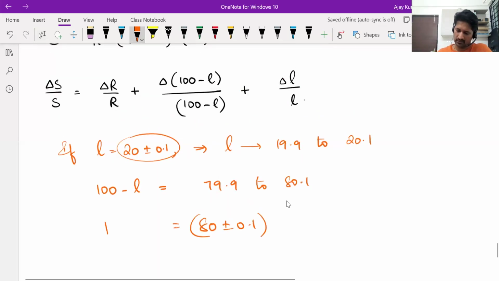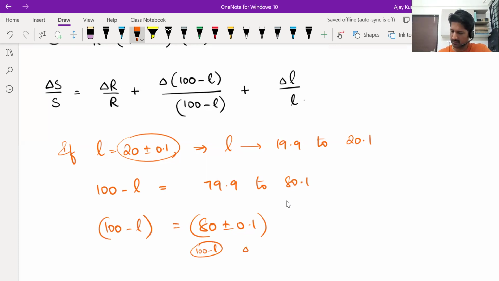So this is the calculated value of 100 minus L. So this becomes the true value of 100 minus L. And this becomes the error in 100 minus L. That's all. Now substitute everything here.